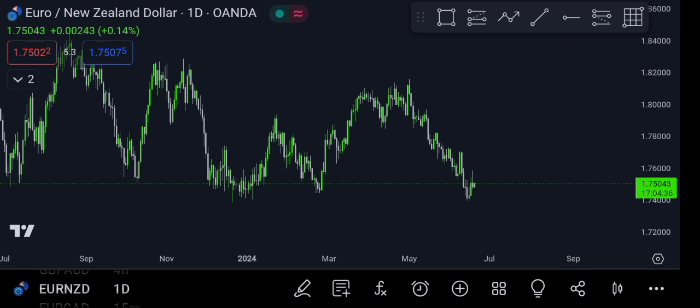So guys, looking at this chart here, I have Euro NZD. This is the first pair that I have on my watch list for this week. So looking at Euro NZD, we'll start from the daily time frame. So basically we're going to be doing the top down analysis.